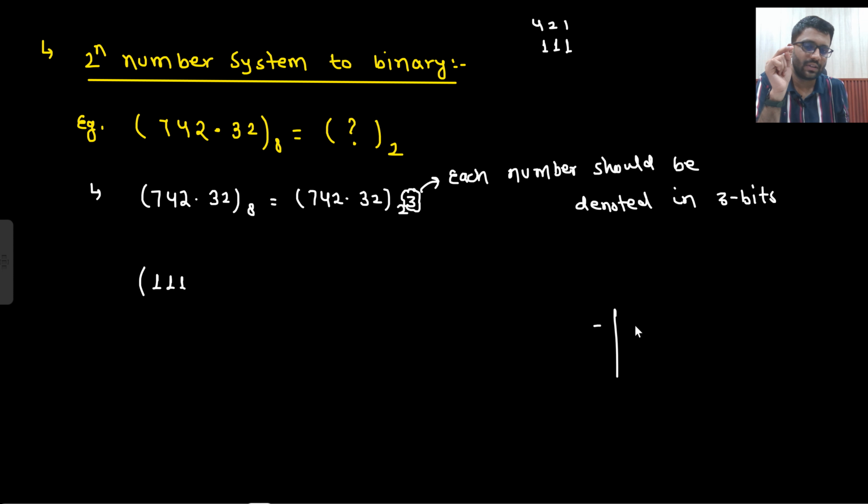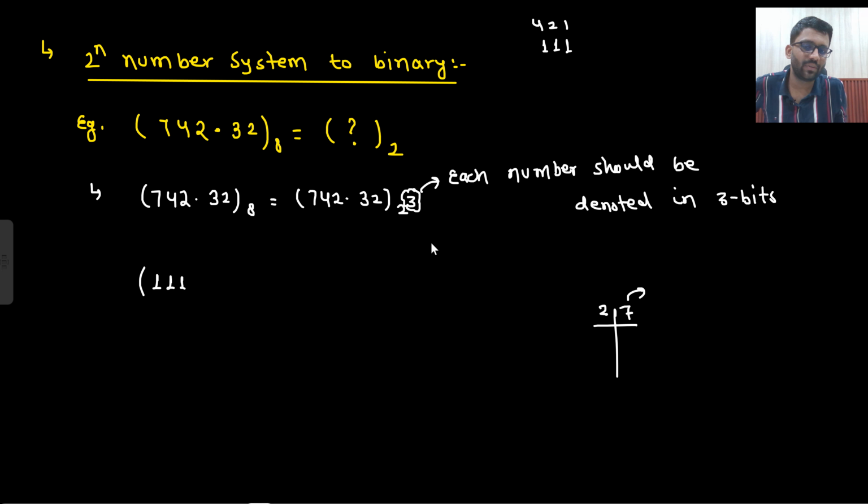I need to convert 7, which is a decimal number, right? Do you accept it? Yes. I need to convert 7 into binary. So basically all the numbers will be denoted in 3 bits. So 7 in 3 bits will be 1 1 1.